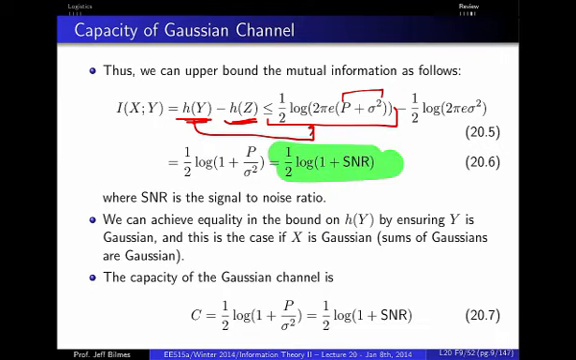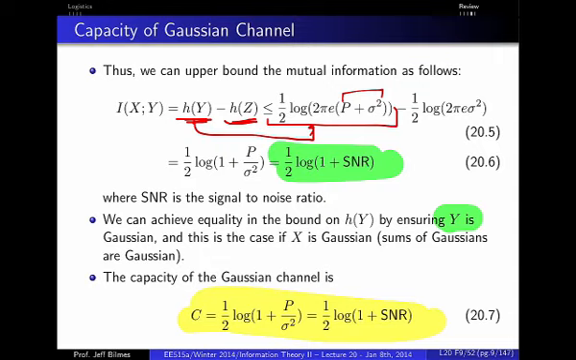And to actually achieve the upper bound, we ensure that y is Gaussian. And that can be the case by making sure that x is Gaussian, because sums of Gaussians are Gaussians. And so then we get our result, which is that the capacity is equal to 1/2 of log of 1 plus the signal to noise ratio, which is very, very satisfying because it says the ratio of the signal power to the noise power is exactly the thing that determines how many bits per channel we can use. It doesn't say anything about the absolute value of the signal power or the absolute value of the noise power. It just says it's the ratio, the signal-to-noise ratio.